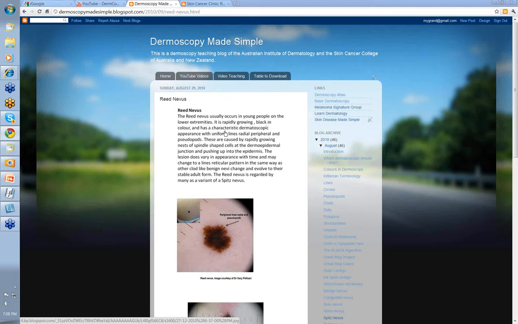When you put your dermatoscope on it, it has a characteristic dermatoscopic appearance, and you get these uniform lines radial peripheral and some pseudopods. We'll look at these shortly. Now, these lines radial and the pseudopods are caused by rapidly growing nests of spindle-shaped cells at the dermo-epidermal junction, and sometimes even intra-epidermal, they're pushing up into the epidermis itself, giving you the dark black color.